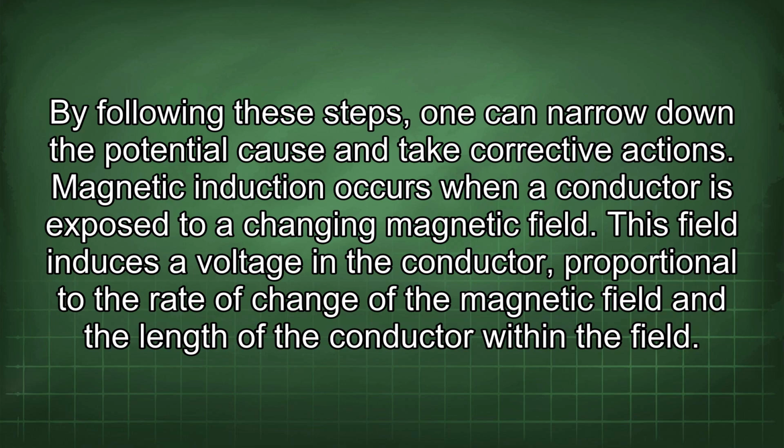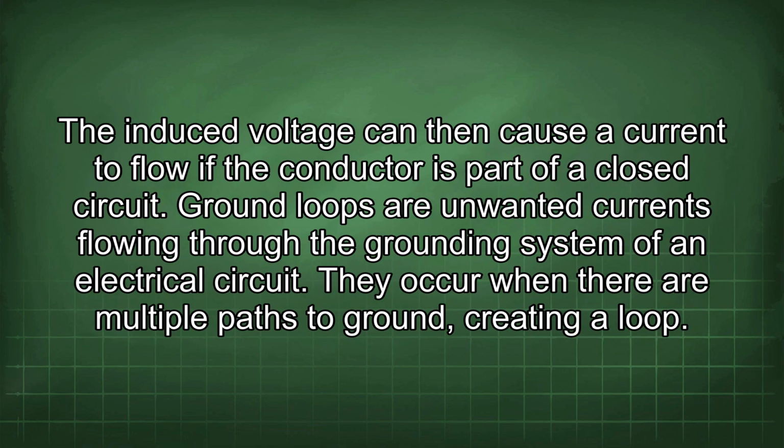Magnetic induction occurs when a conductor is exposed to a changing magnetic field. This field induces a voltage in the conductor proportional to the rate of change of the magnetic field and the length of the conductor within the field. The induced voltage can then cause a current to flow if the conductor is part of a closed circuit.